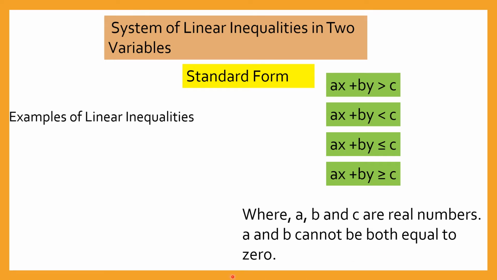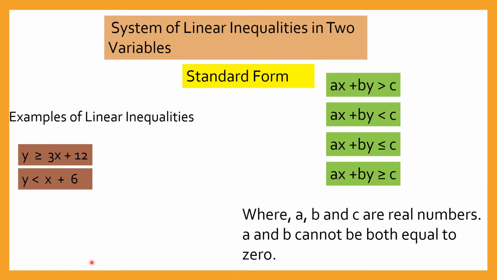Now, here's an example of linear inequalities. At the same time, they are what we call a system of linear inequalities. Why is it called a system of linear inequalities? Because it's a collection of linear inequalities. When we say system, it's just a collection of two or more linear inequalities in the same variable or the same variables.